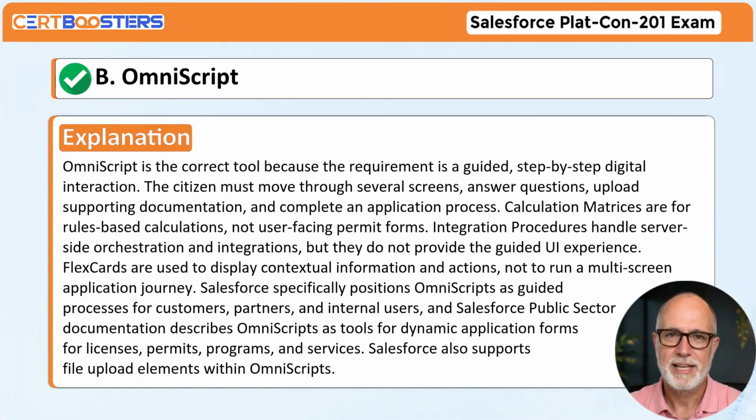Correct answer: B. OmniScript. Explanation: OmniScript is the correct tool because the requirement is a guided, step-by-step digital interaction. The citizen must move through several screens, answer questions, upload supporting documentation, and complete an application process. Calculation matrices are for rules-based calculations, not user-facing permit forms. Integration procedures handle server-side orchestration and integrations, but they do not provide the guided UI experience. FlexCards are used to display contextual information and actions, not to run a multi-screen application journey.